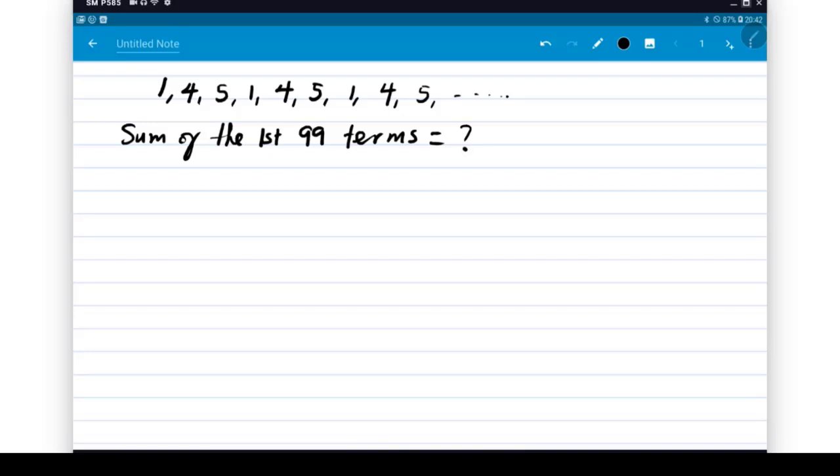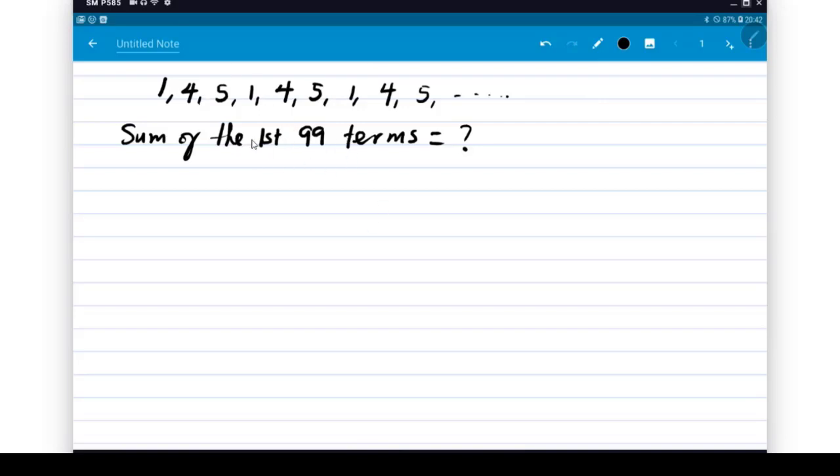Okay, so the question is asking us for the sum of the first 99 terms of this sequence. And as you can see in this sequence, there is no common difference, so we cannot use that formula for the sum. No common difference, because here we have 4 minus 1, which will give me 3, 5 minus 4, which will give me 1. And what we simply have here is just a repetition of these three numbers: 145, 145, 145. So what can we do here?